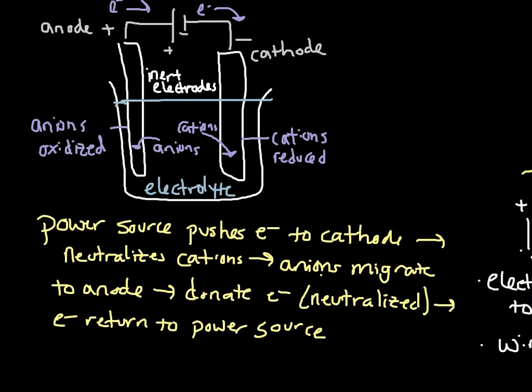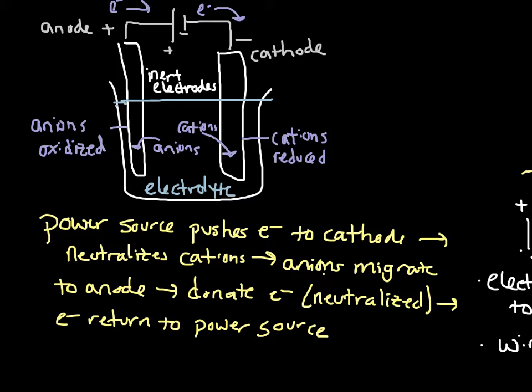Okay, so what's going to happen here is the power source pushes electrons to the cathode. And this is why you see this negative charge on the cathode. When you think, well, the cathode's positive, why is there a negative sign there? Well, that's because the electrons are being pushed to the cathode. So now the cathode inert metal becomes negatively charged so that it can attract your cations.